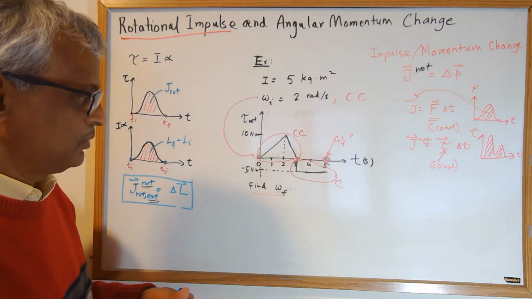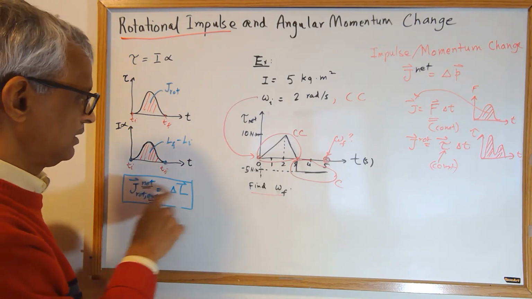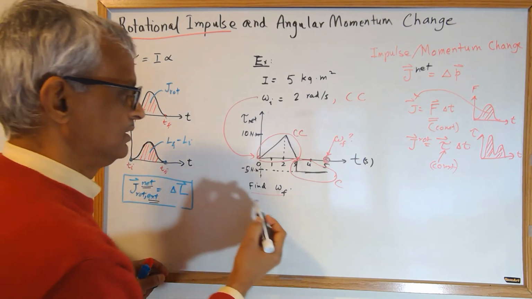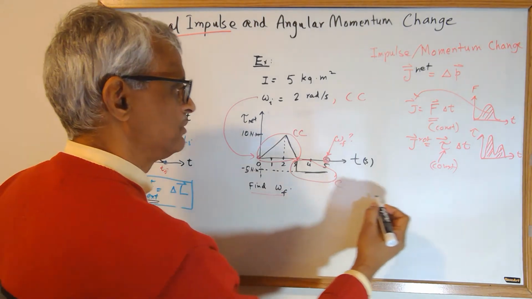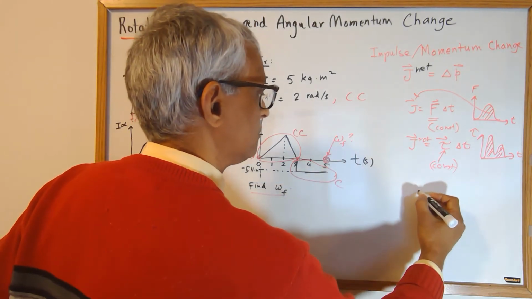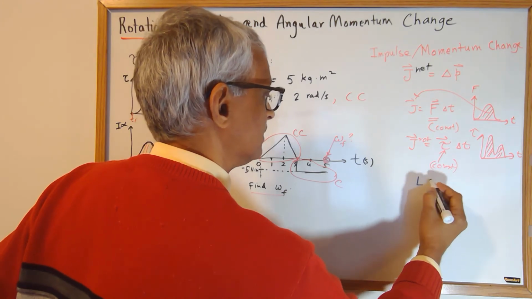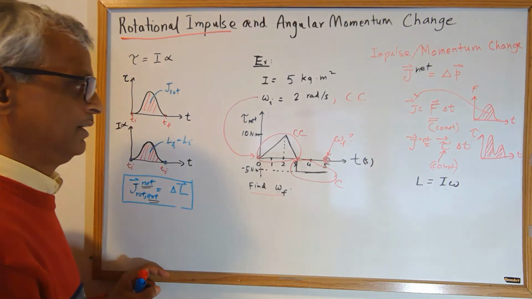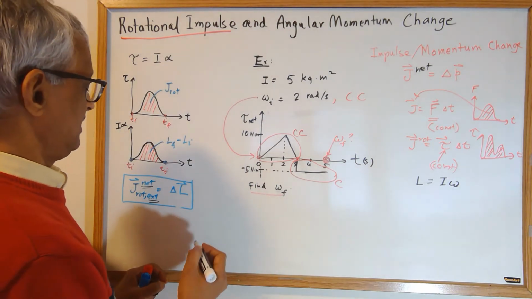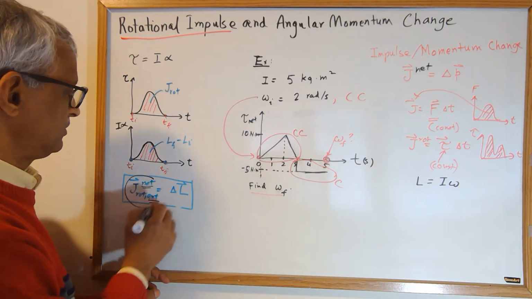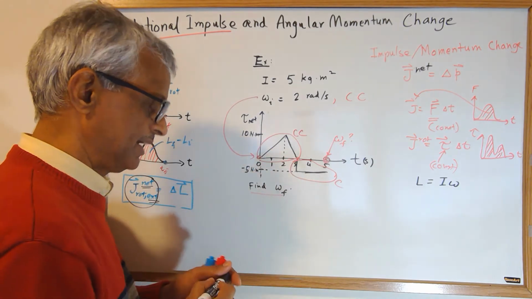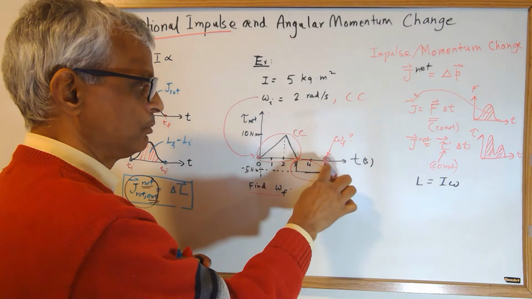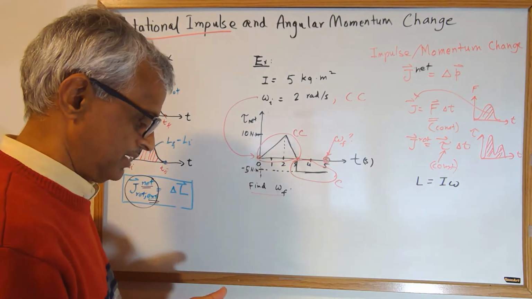Well, this angular momentum definition is I omega, right? So you can see that if I add up the net torque, if I add up the areas here, that will be equal to angular momentum here minus angular momentum here, right?